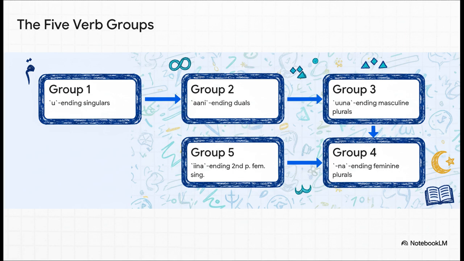Every single present tense verb conjugation in the entire language falls into one of these 5 categories, all based on its ending. You've got the singulars ending in that short sound, the duals ending in ani, masculine plurals in una, feminine plurals in na, and finally that second person feminine singular ending in ina. So let's just tackle them one by one.